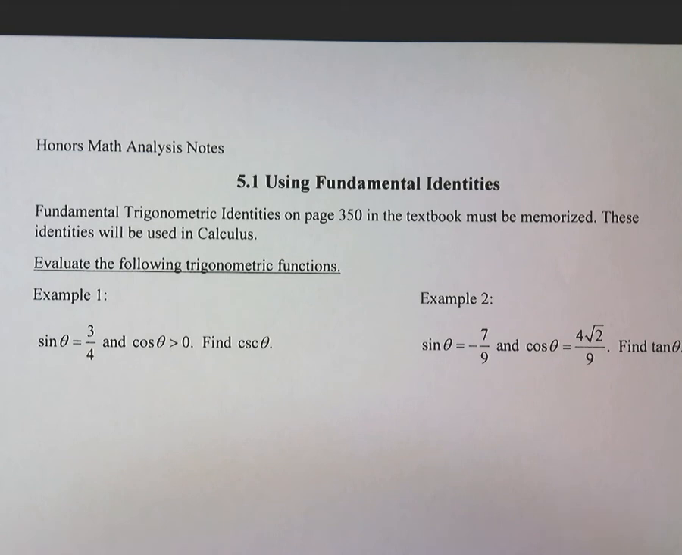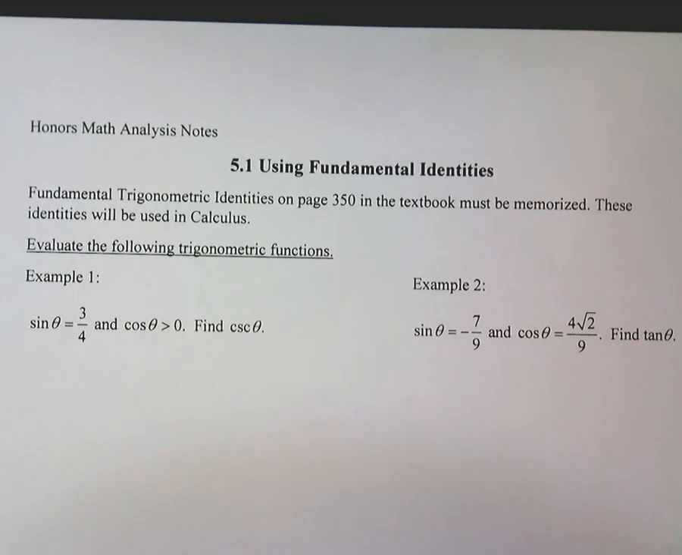So we're going to start out, we're going to evaluate some trigonometric functions, but we're going to be using the identities that are on page 350 in your textbook. So you really need to understand and memorize these identities. They're used in calculus without any review, so that's why you need to know them. So we're going to start out with just using some of the trigonometric identities by trying to find a trigonometric function.